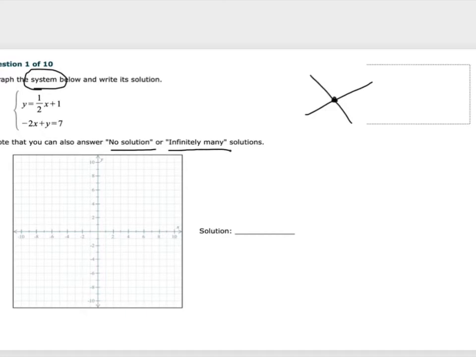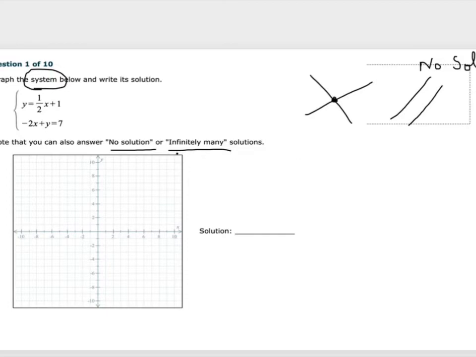Okay, now we've talked about this in the Saxon book. When it's no solution, you have two parallel lines. Two parallel lines. So this one would be no solution. They're never going to cross. Therefore, there's never a point that will solve both of the lines.